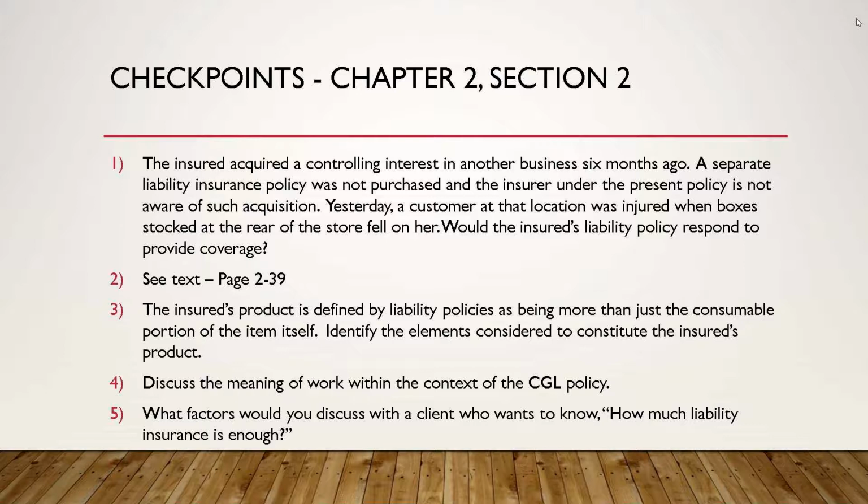Number four, discuss the meaning of work within the context of the CGL policy. So work includes work actually being done by the insured, work performed on behalf of the insured, materials or parts or equipment in connection with the work, and any warranties or representations of the work.